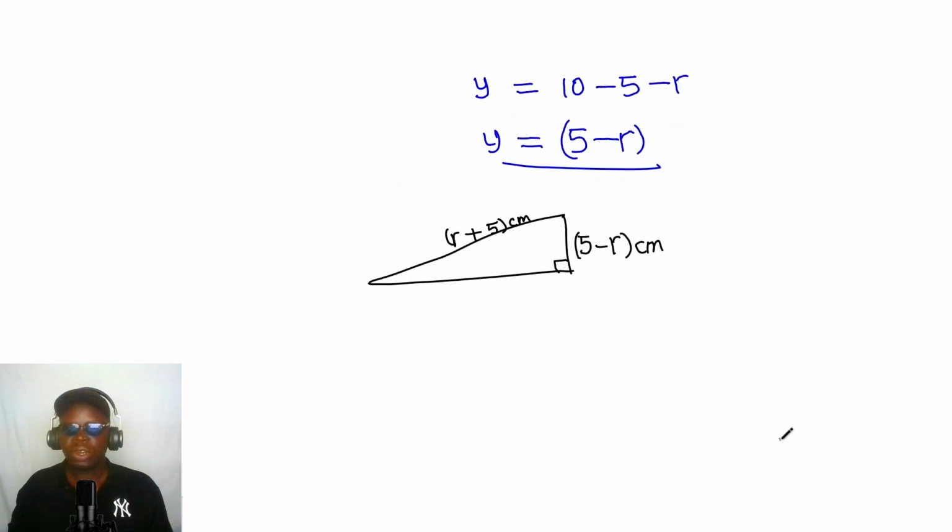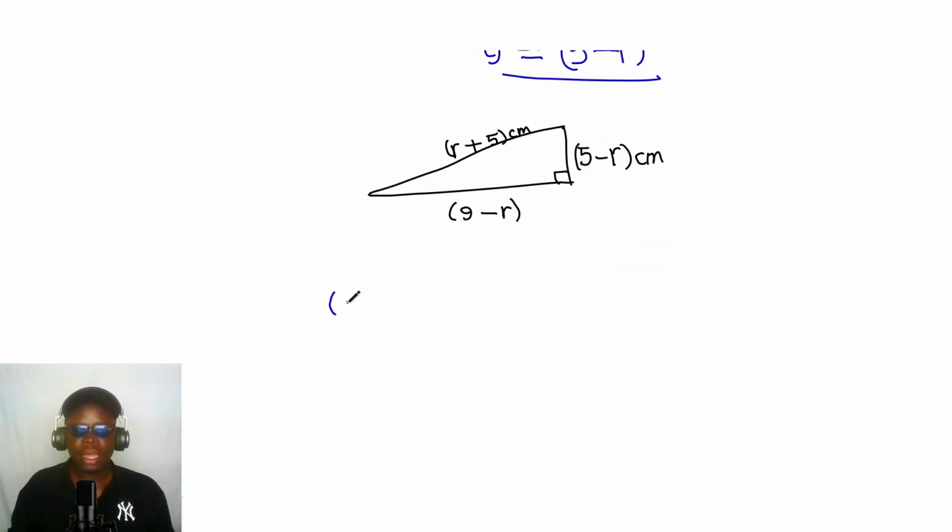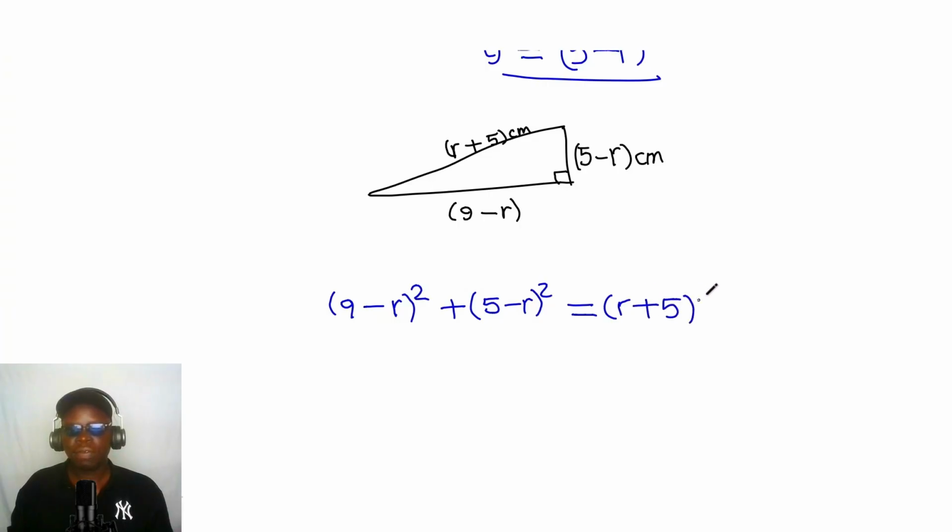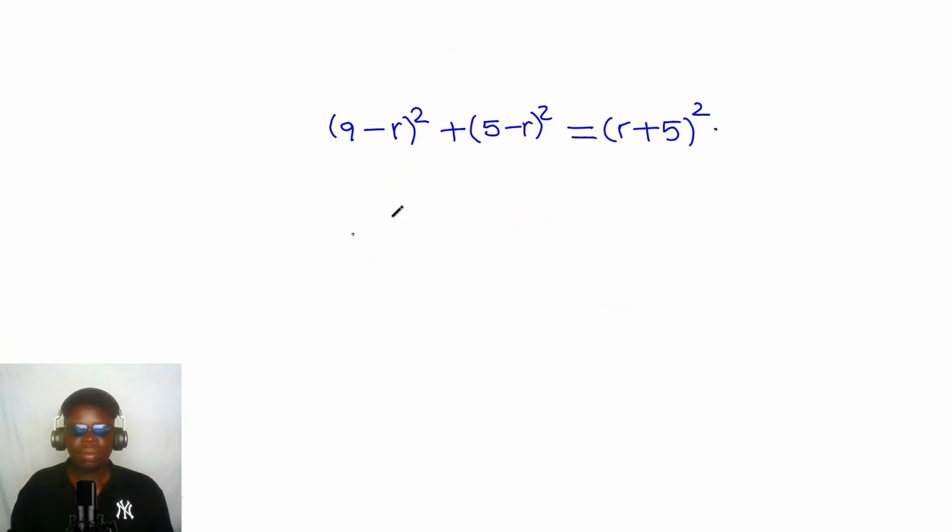So we can move on and put here 9 minus R. Here we can use Pythagoras theorem to work out the square of the base, that is 9 minus R, plus the square of the height, that is 5 minus R, equals the square here of the hypotenuse R plus 5 square. Now let's move on and expand each of these brackets.